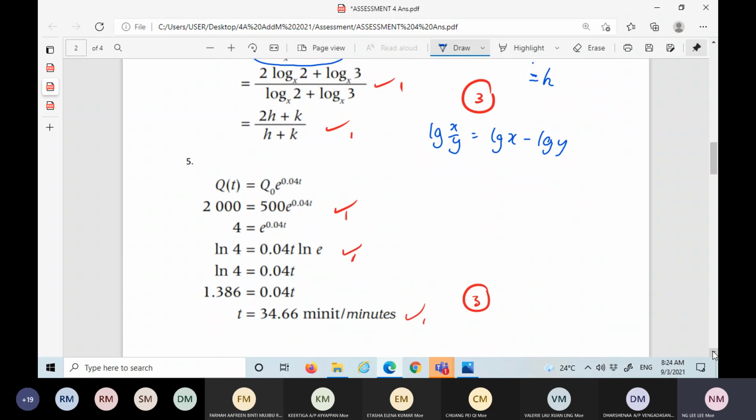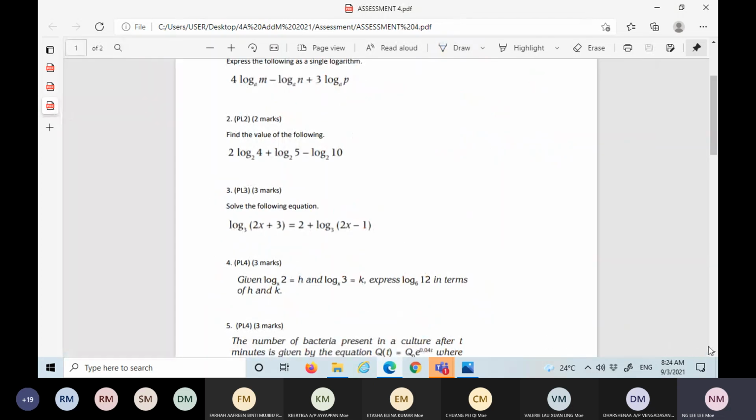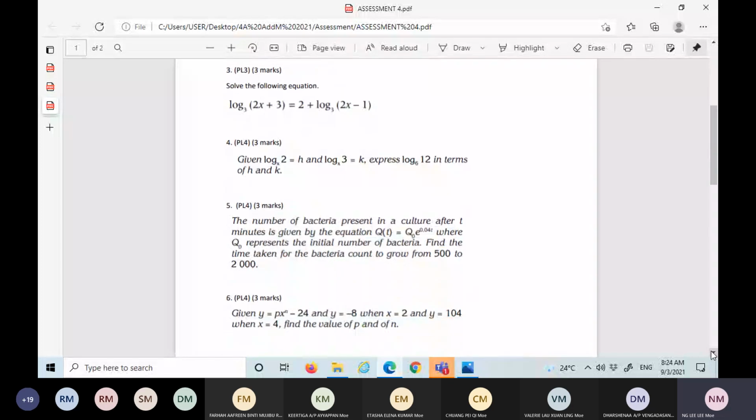Okay, now we go to number 5. A few of you didn't attend number 5. I think maybe you are scared of the exponential, but actually number 5 is quite easy. Okay, look at number 5. But you must understand the text. The number of bacteria present in a culture after t minutes is given by the equation. Just apply the equation where Q0 represents the initial number of bacteria.